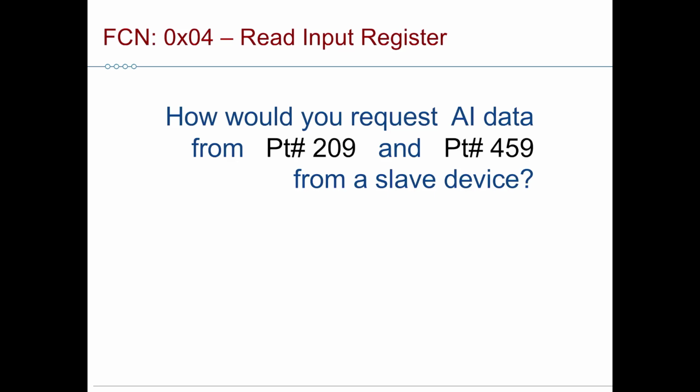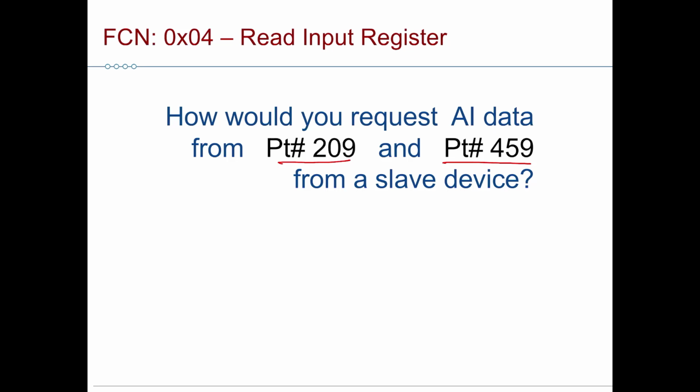Question is, how would you request AI data from point 209 and point 459 from a slave device? Well, let's look at these 2 addresses. If we were to ask for point 209, and in the same request we wanted to get 459, that is a greater range of points than a count of 125 will allow.